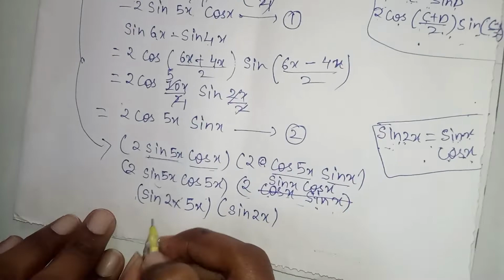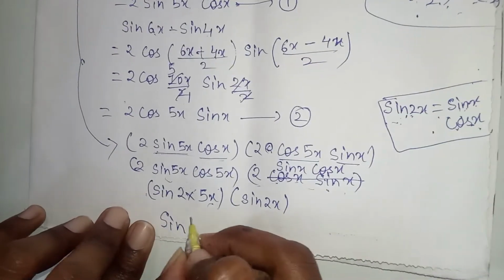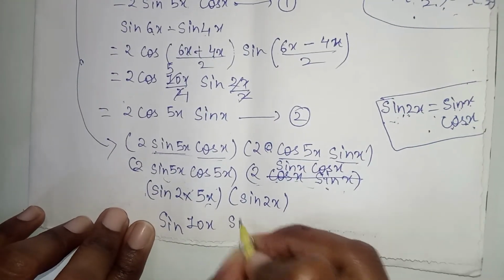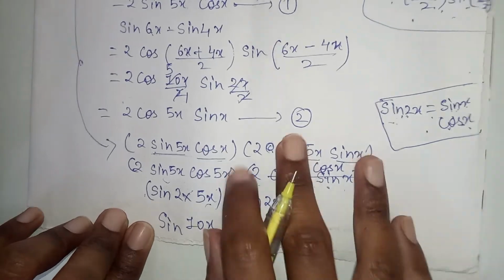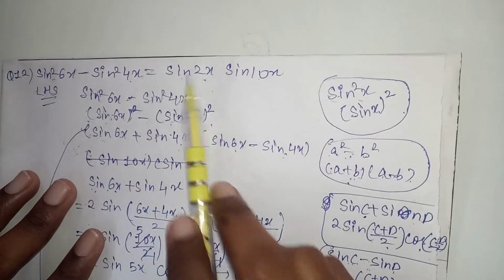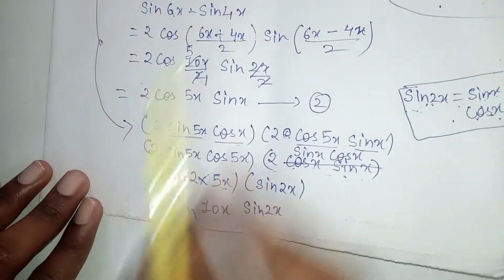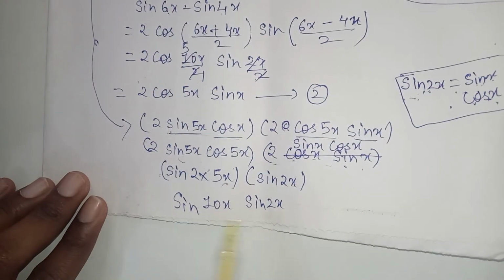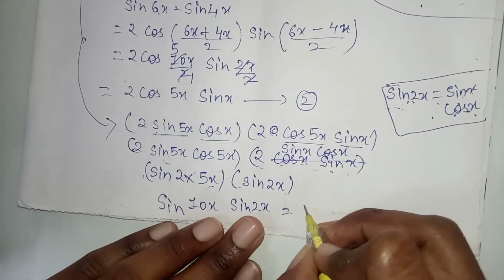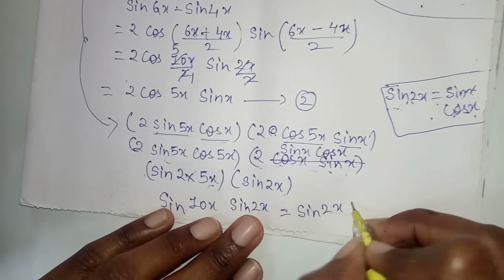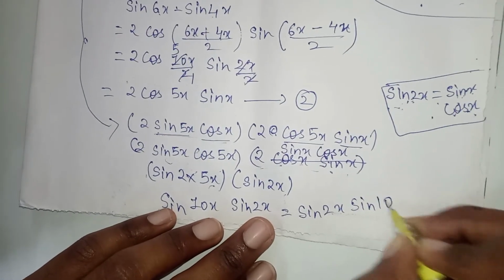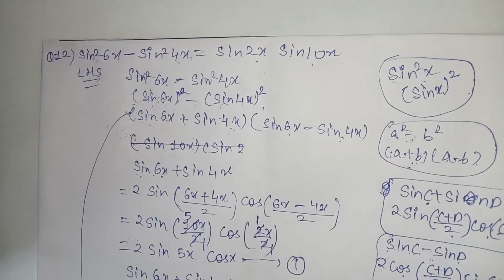So sin 2 times 5, which is sin 10x. And sin 2x. What they have asked in the question is sin 2x sin 10x. So we got sin 10x sin 2x. If we interchange and write what they have given, sin 2x sin 10x. So the question is completed. That was the 12th question. Let's go to the 13th question.